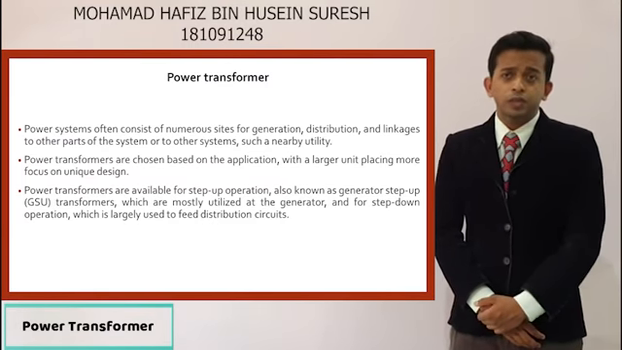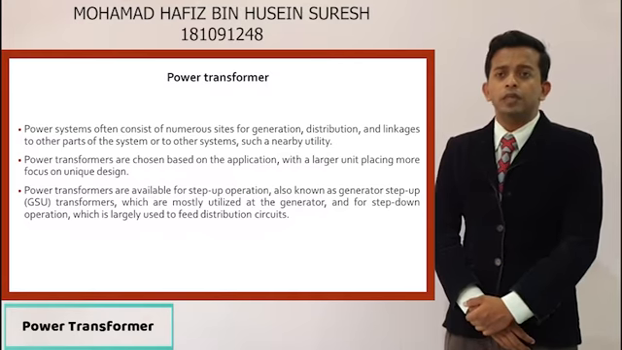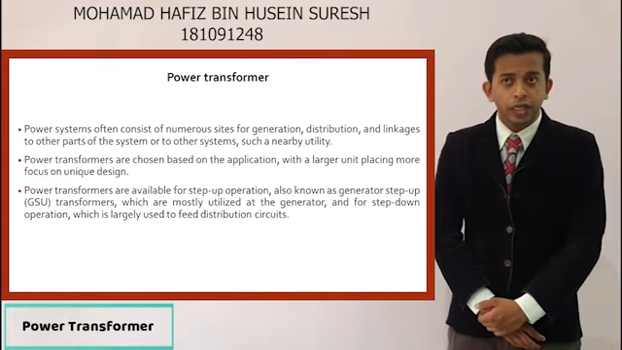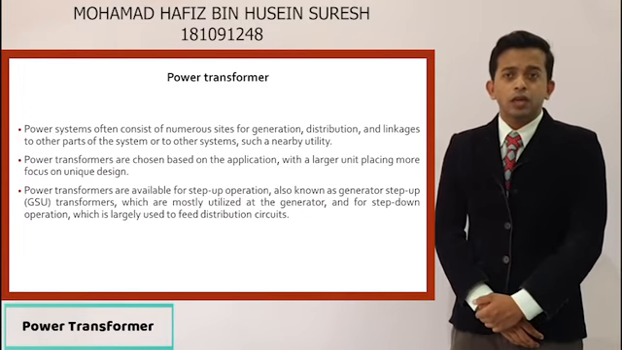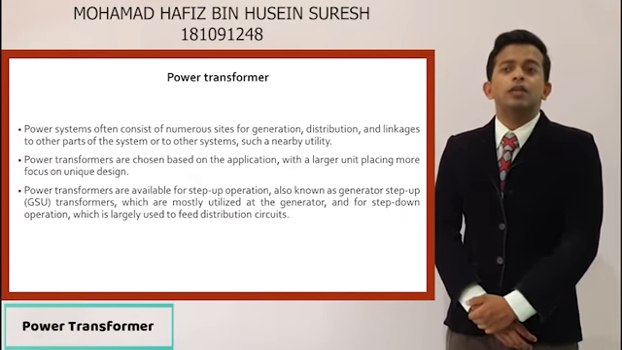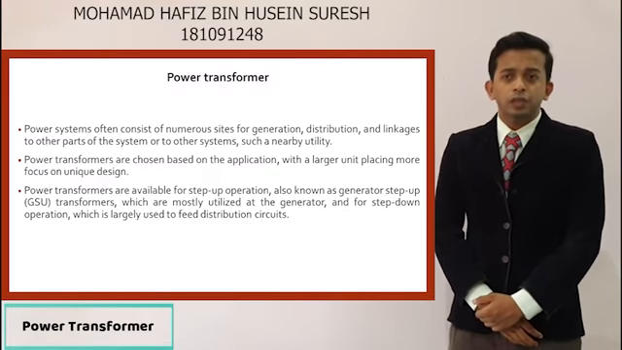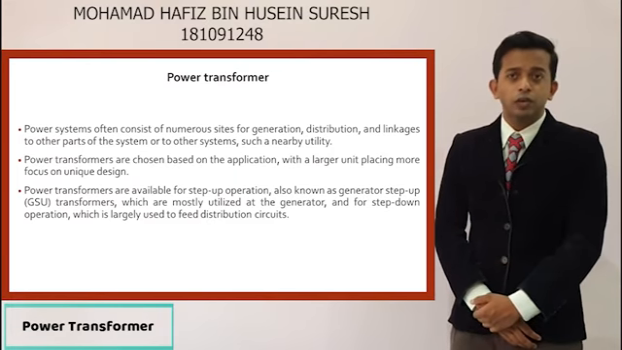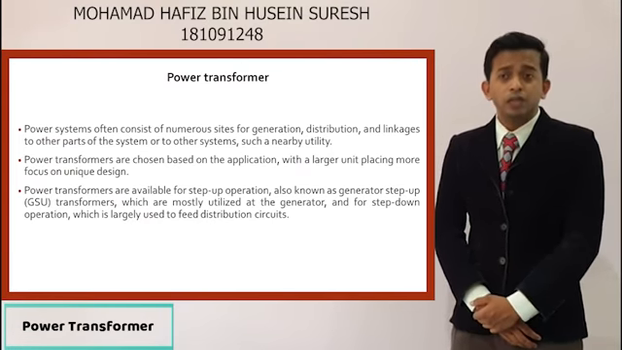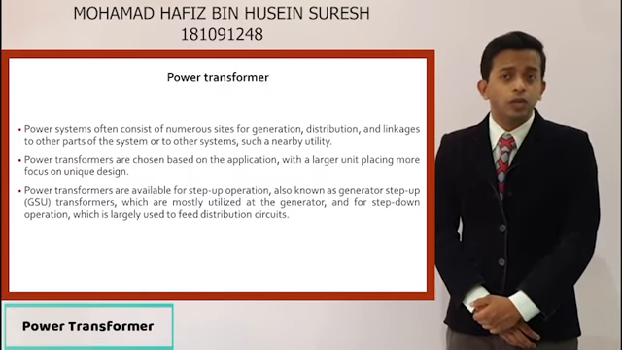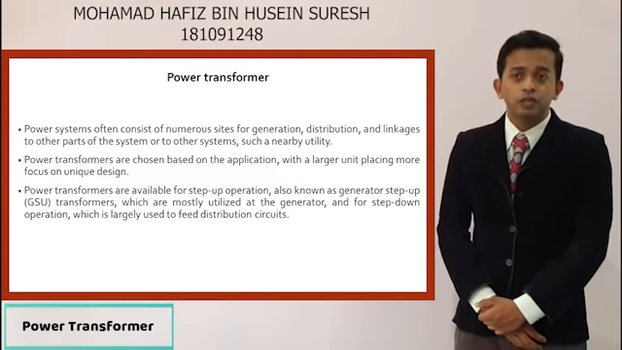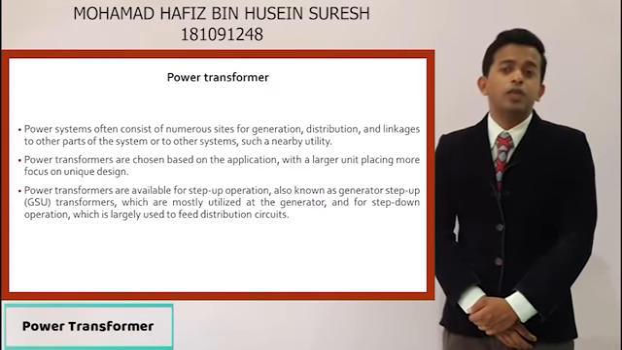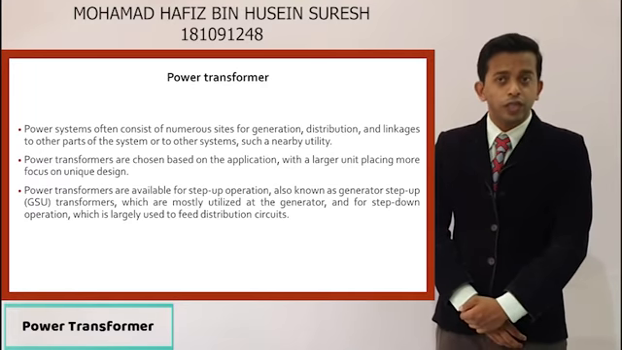The apparatus that has been used in this journal is the power transformer. A power system often consists of numerous sites of generation, distribution, and linkage to other parts of the system or to other systems such as a nearby utility. Power transformers are chosen based on the application, with larger units placing more focus on unique design. Power transformers are available for step-up operation, also known as generator step-up (GSU) transformers, which are mostly utilized at the generator, and for step-down operation, which is largely used to feed distribution circuits.